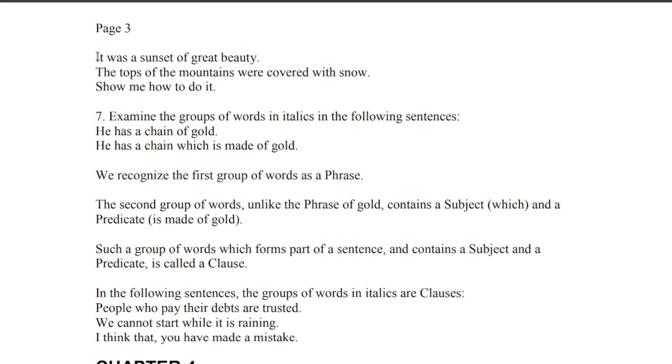Similarly, it was a sunset of great beauty. It is a sentence because it communicates complete meaning. But in isolation, this group of three words, of great beauty, makes sense but not complete sense. So by definition, it is a phrase, because a phrase is a group of words that makes sense but not complete sense.